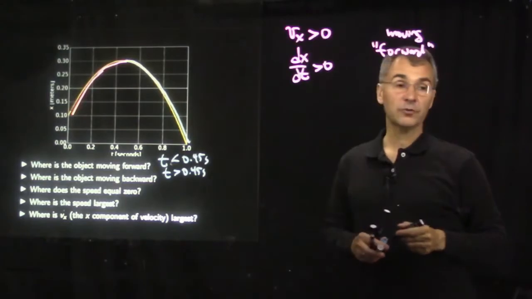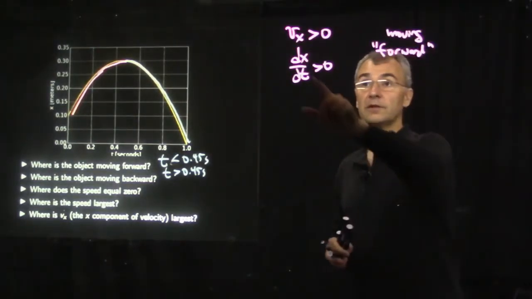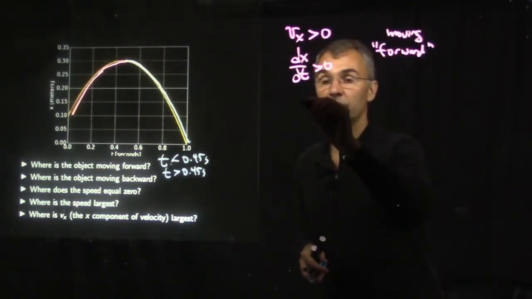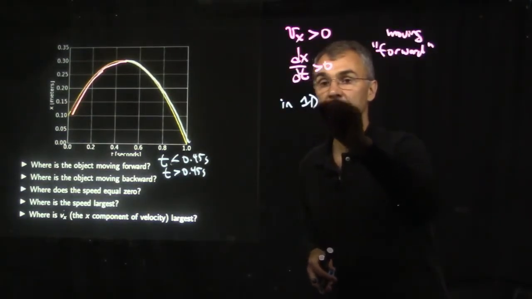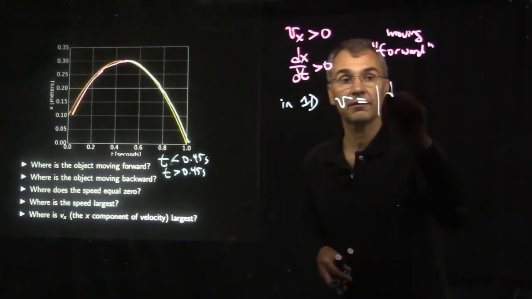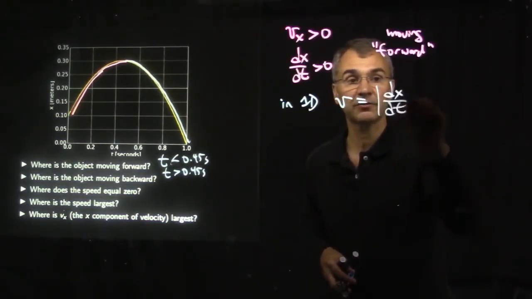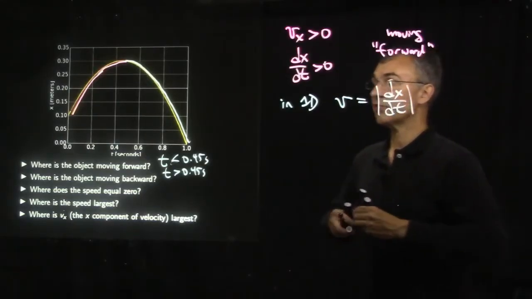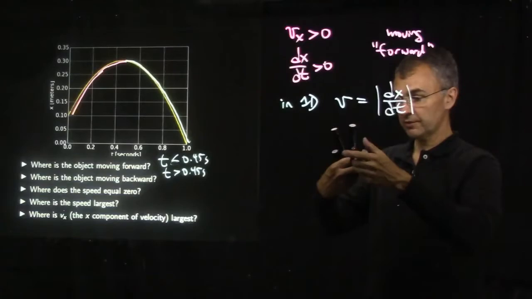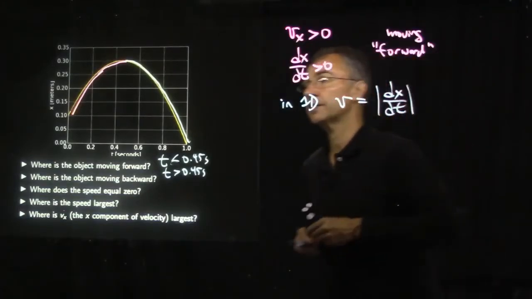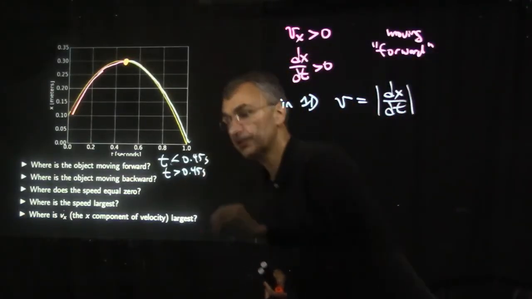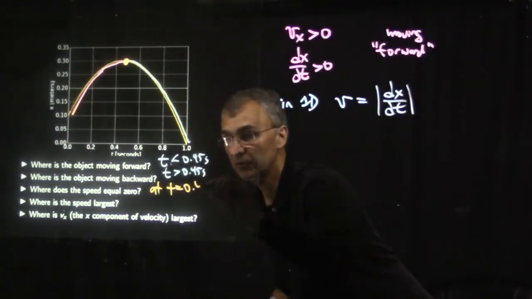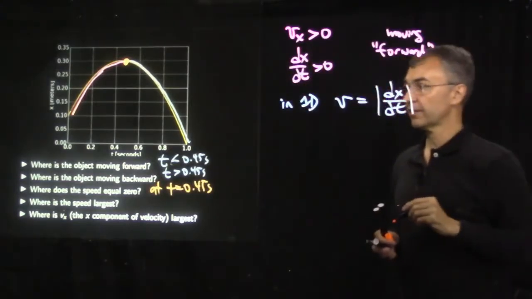Where does the speed equal 0? Well, we know that in one dimension, the speed is just the magnitude, the absolute value of dx/dt. So that's the absolute value of the slope. So where does the slope appear to be 0? I think there's one point where the slope is 0, and that is here. So this is at t equals 0.45 seconds.